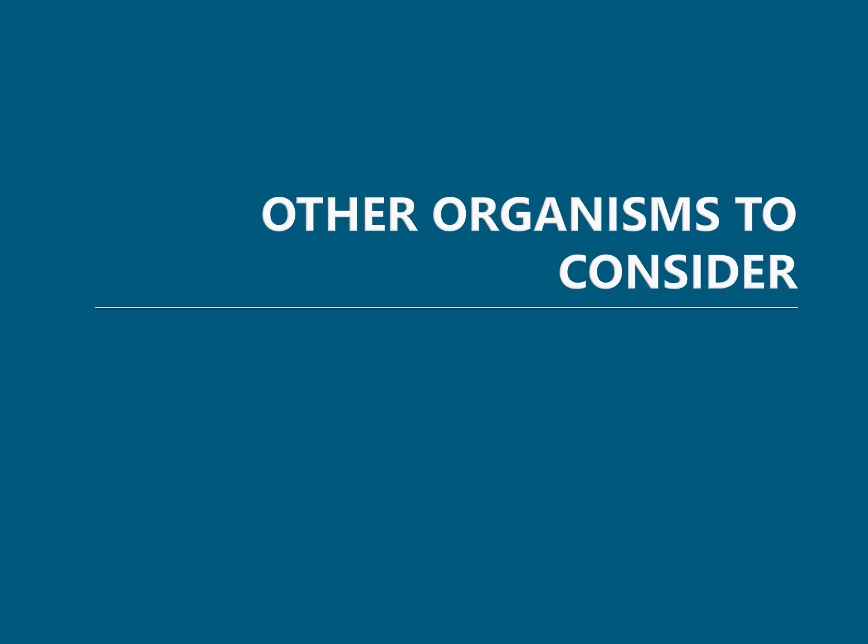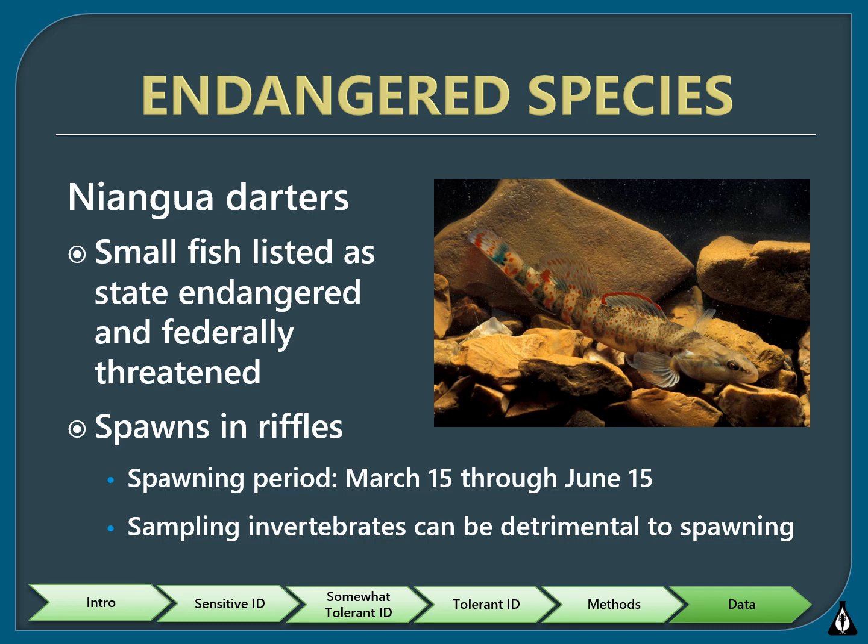While we have identified lots of invertebrates you will be identifying in the field, there are some other organisms to consider, from endangered species to nuisance species. There is an endangered species that spawns in riffles during times when monitors like to sample streams. The Niangua darter is a small fish that is listed as Missouri State Endangered and federally threatened. Because the Niangua darter spawns in riffles, kicking up macroinvertebrates can be detrimental to spawning. For monitoring sites in the Niangua darter range, we ask that monitors avoid sampling between March 15th through June 15th.